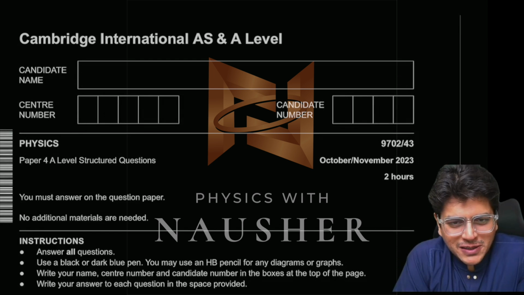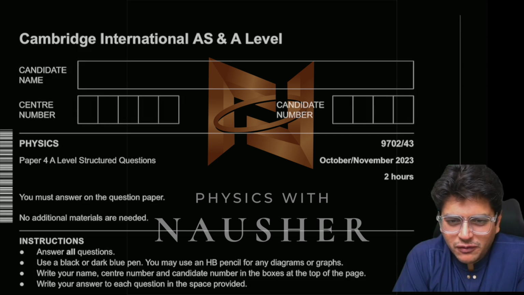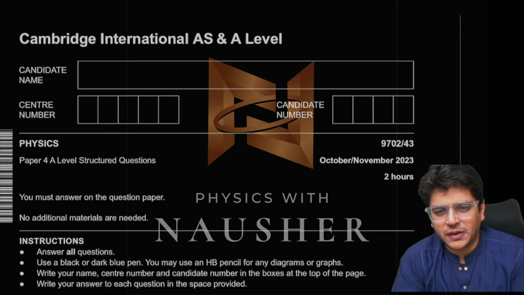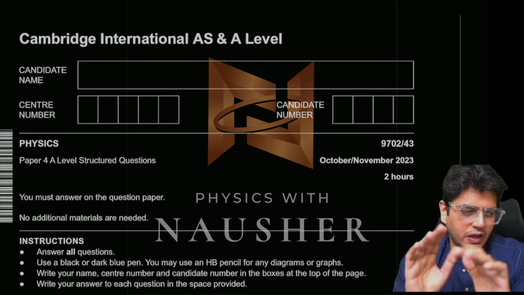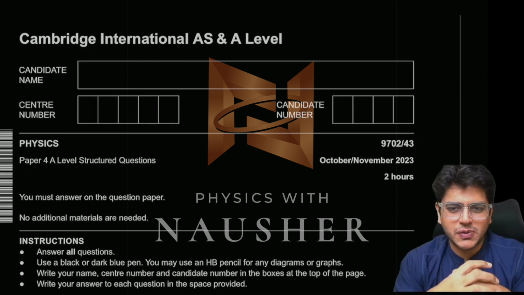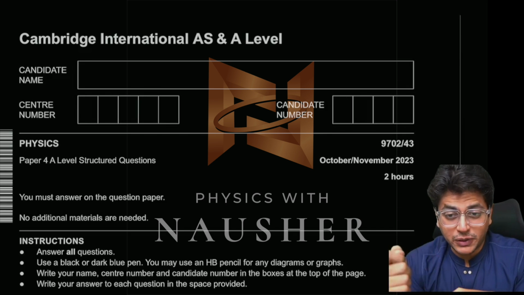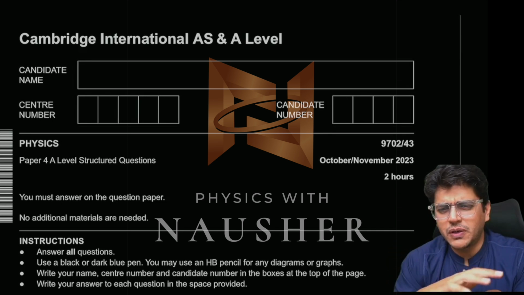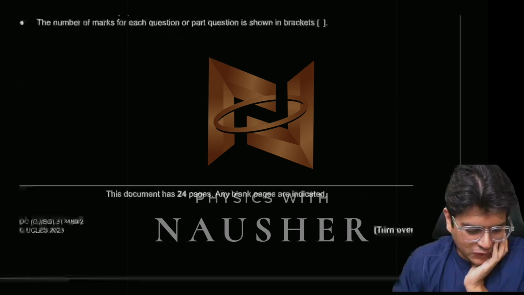We're discussing this paper, 9702/43 of the A level for October November 23. Before you start, I would request that you have solved the paper yourself first, because I'll try to keep it as precise and in depth as possible. The prerequisite is that you've solved the paper and you've had lots of trouble in this paper. So let's have a look at the first question.